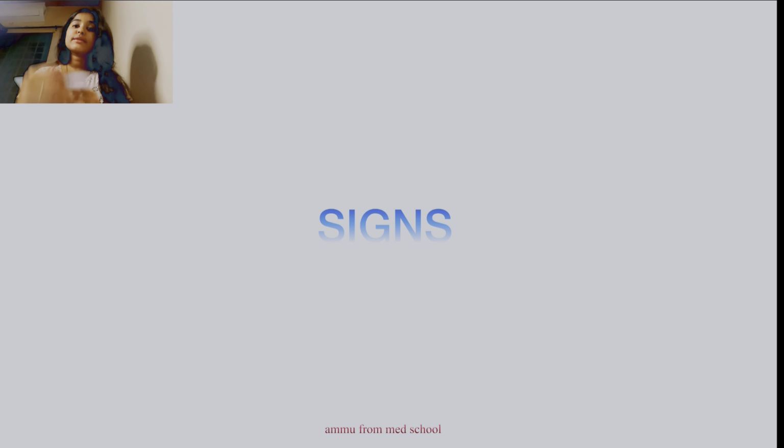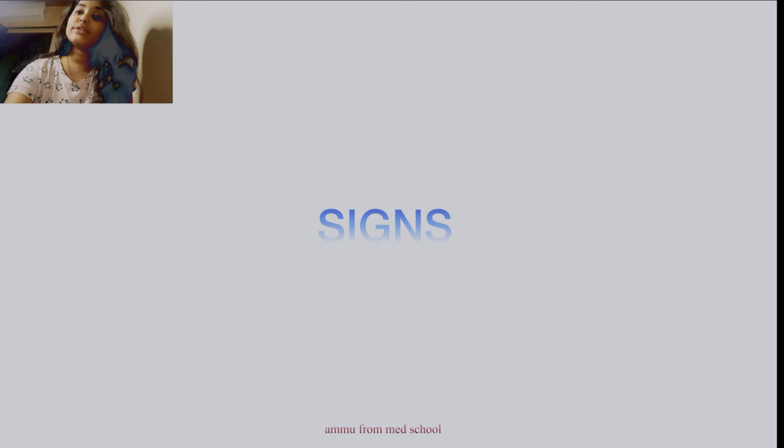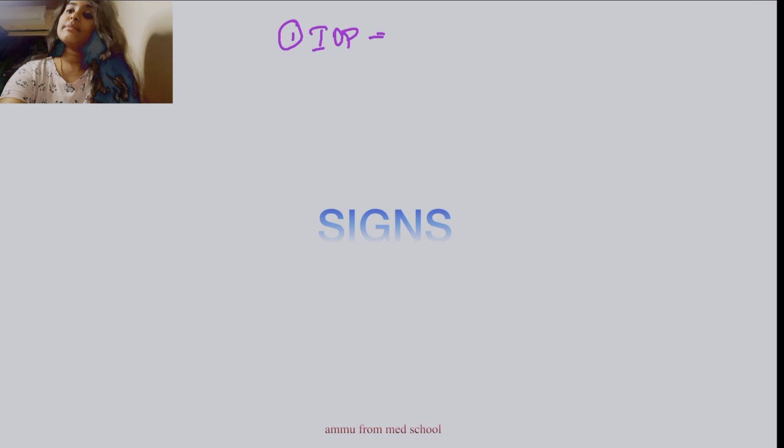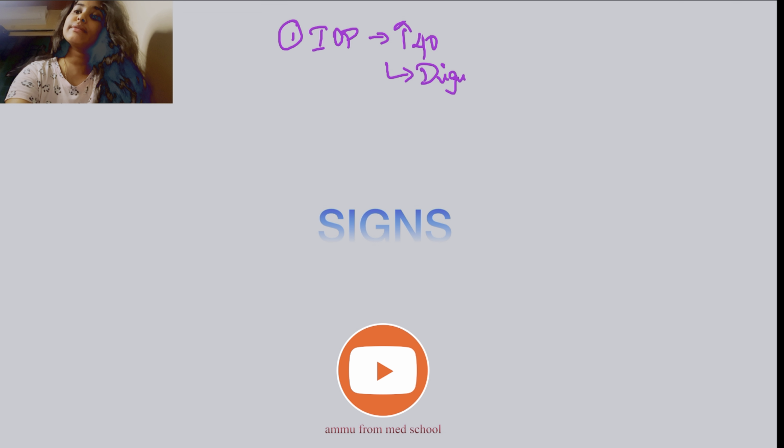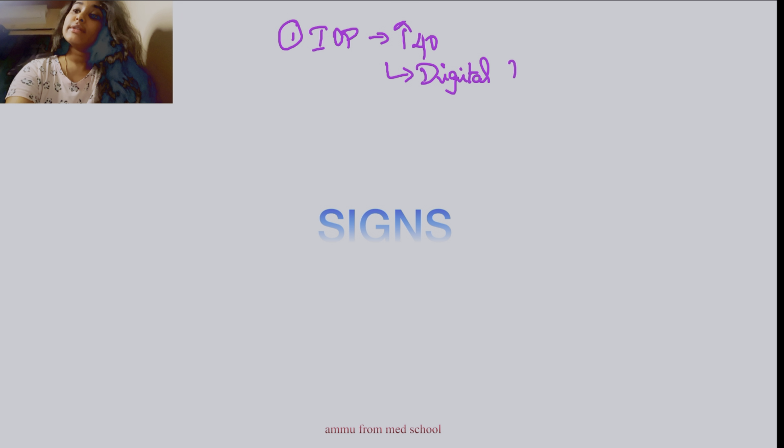Signs. Here's where we doctors, our role starts. First, you have to check the intraocular pressure. If the intraocular pressure is more than 40 and there is severe pain in the eye, you have to suspect glaucoma. And how do you do it? It's very easy. You can still do it with digital tonometry, the 2-finger procedure, where you press on the eyelids and then you find a rock hard eye.